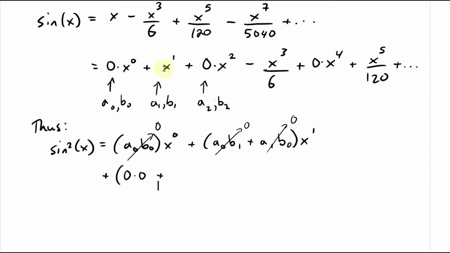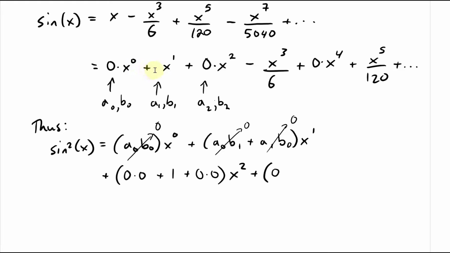a1 times b1, which is 1. So plus 1, and then plus a0 times b0, so 0 times 0. That's going to be our x2. And then the next one's going to be a0, which is always 0, the first one, times b3, which is negative 1 over 6. That's x cubed, but it's still 0, so just leave it at 0.